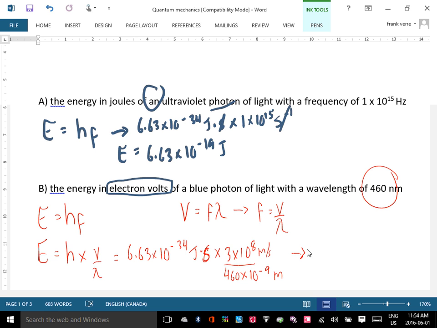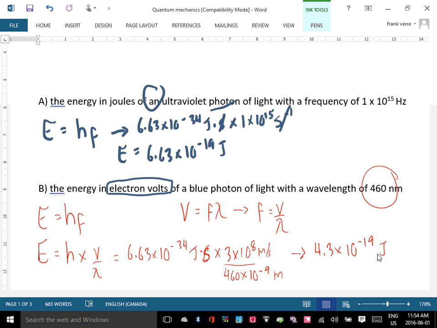It's probably going to be like 5 times 10 to the negative 19. What is it? 4.3 times 10 to the negative 19 joules. And again, you could have multiples of that, right? But you can't have 1.5 of that because it's quantized.